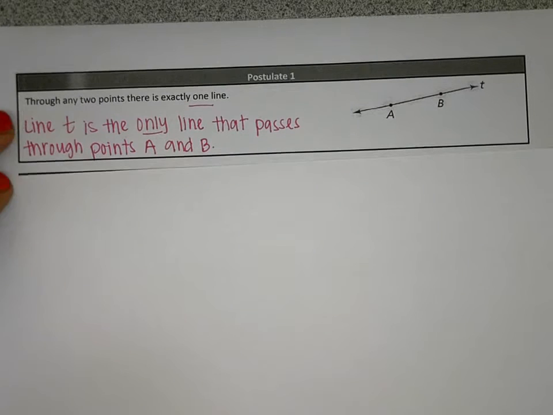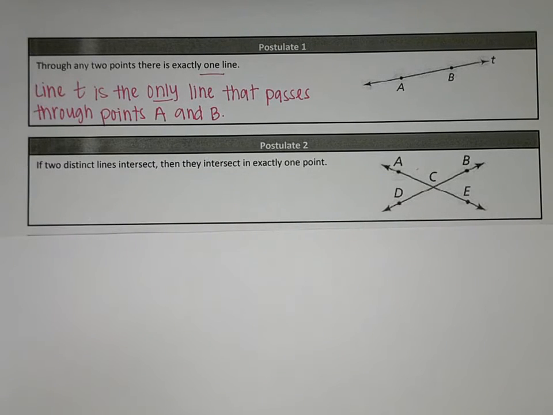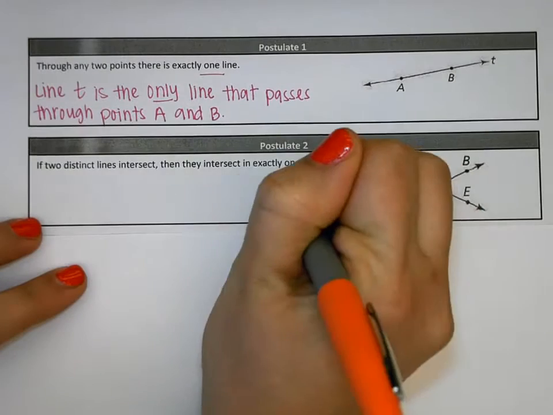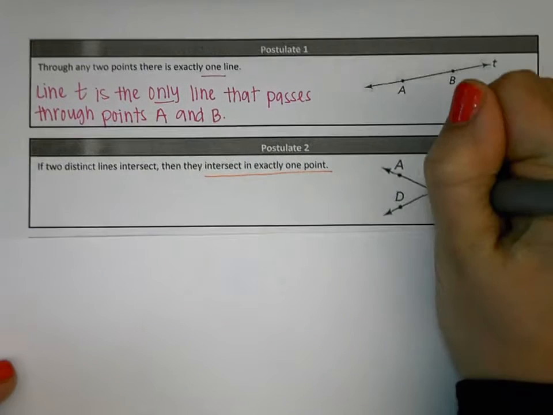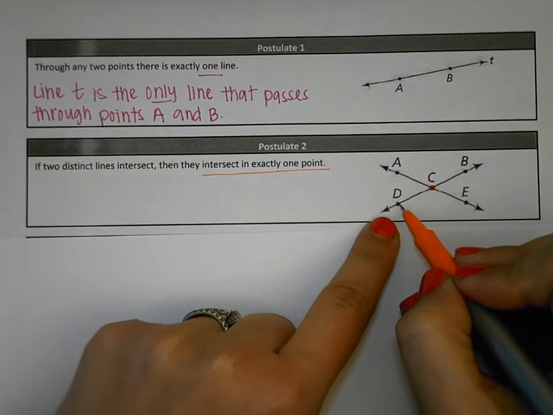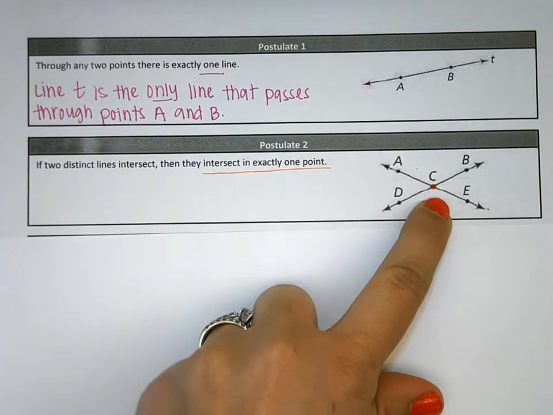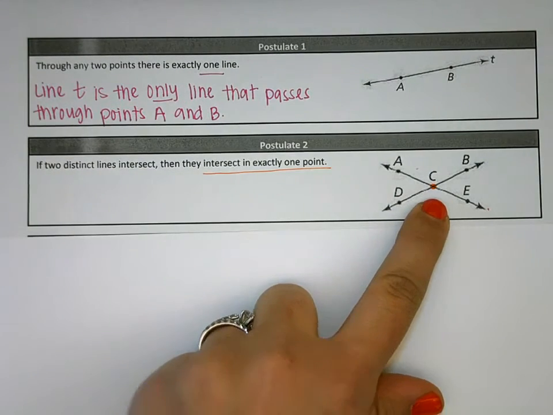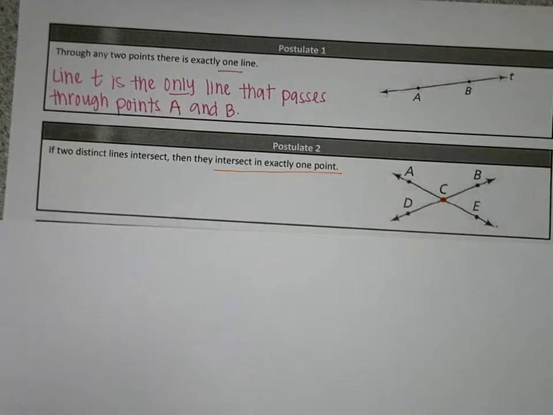Postulate 2 is also something that should be pretty intuitive to you. If 2 lines intersect, then they intersect in exactly 1 point. So when 2 lines cross, there's only 1 point where they intersect. We did this already with systems of equations, right? The equation of this line and the equation of this line only has one solution. If they're parallel, how many solutions do they have? 0. And if they're the exact same line, how many solutions do they have? An infinite number. But if they do cross, they can only cross in one place.